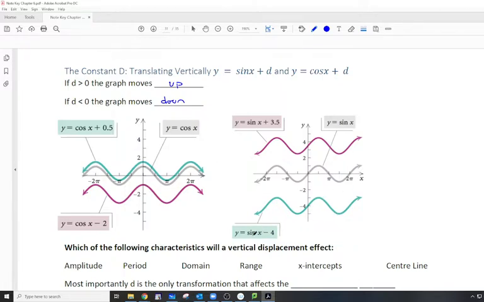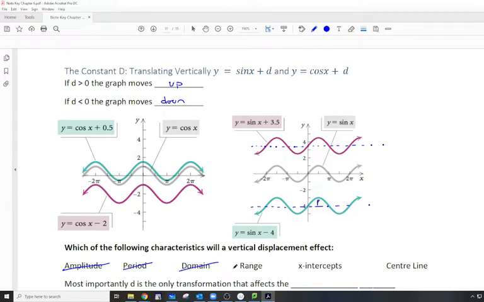Now what I want to look at is what this affects. For these examples, looking at these graphs, did the amplitude change? So the amplitude is the absolute distance from the center line to the max or the min. So if I was to draw, where's the center of this graph? I would draw it here, or this one, I would draw it here. The distance here is your amplitude. It's still 1. So no, it doesn't affect amplitude. Does it affect the period? Well, no. I still have a cycle between 0 and 2 pi. I still have a cycle between 0 and 2 pi. So nope. Domain? No, nothing does.